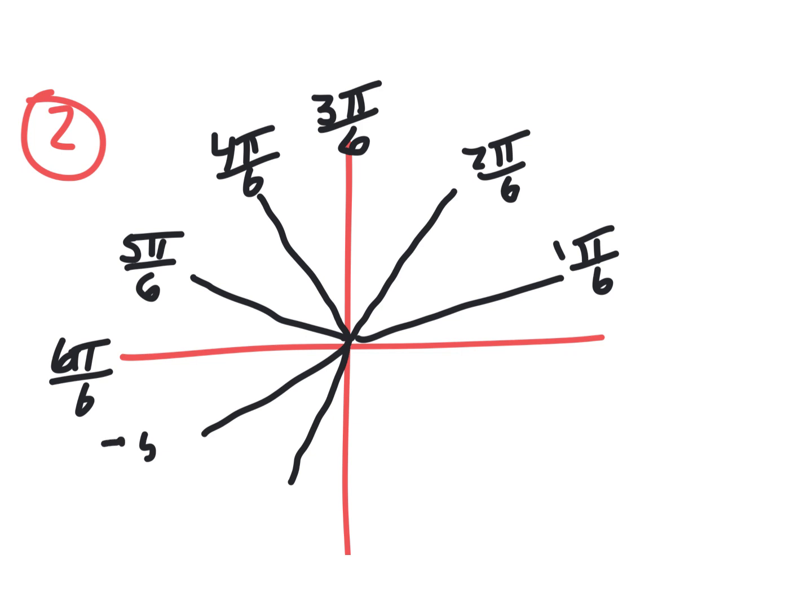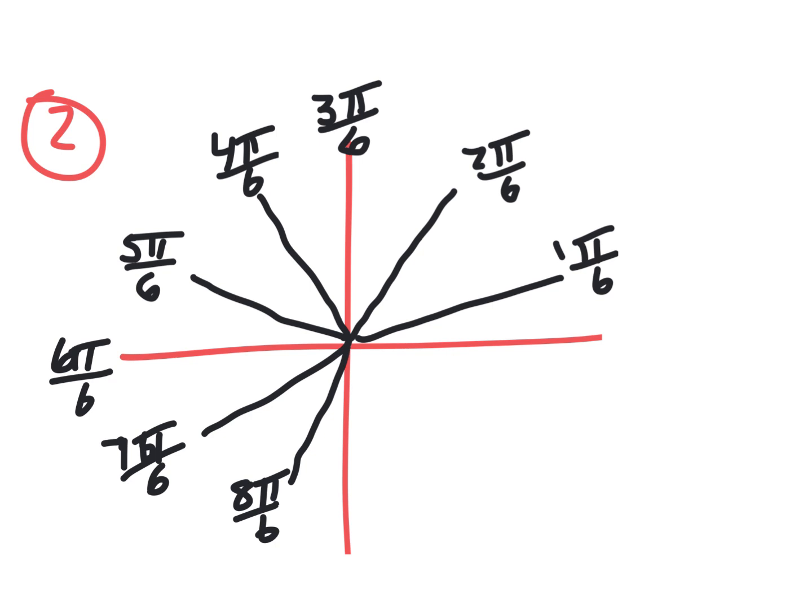7 pi over 6. 8 pi over 6. Just keep on counting just like that, and then just reduce it at the end. All right, I have to count on you to go through and finish this thing yourself.